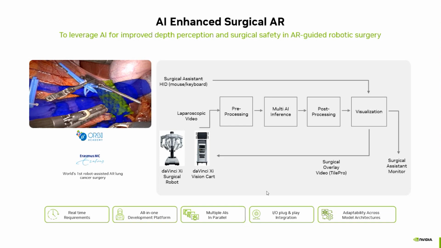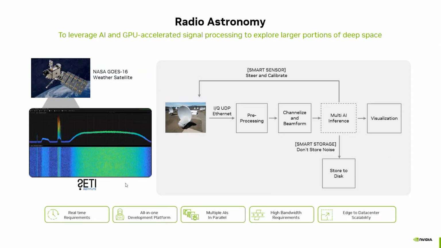And clearly the same thing here, right? As you're working with research organizations, you want to have that adaptability across different model architectures. The last application is about radio astronomy, trying to find signature of life in outer space. So in this case, completely a different application, completely different requirements.